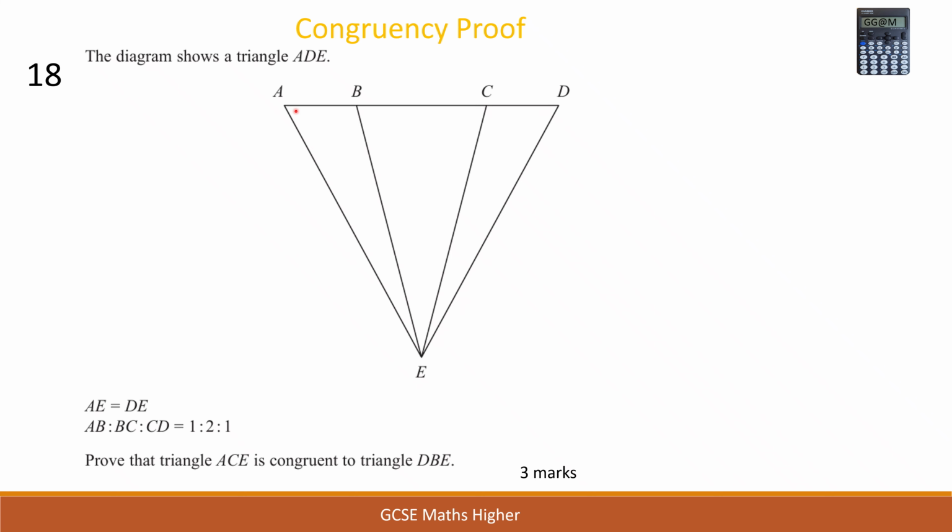You could also have a side, the angle in between them, and a side, so SAS is the second one for congruency. You could also have an angle, a side, and then another angle. So ASA is the third one for congruency. And the last one is RHS, which is the right angle, a hypotenuse, and a side. We don't have any right angles here, so we're not going to be using that last one. It's going to be one of the top 3 that I've just mentioned.